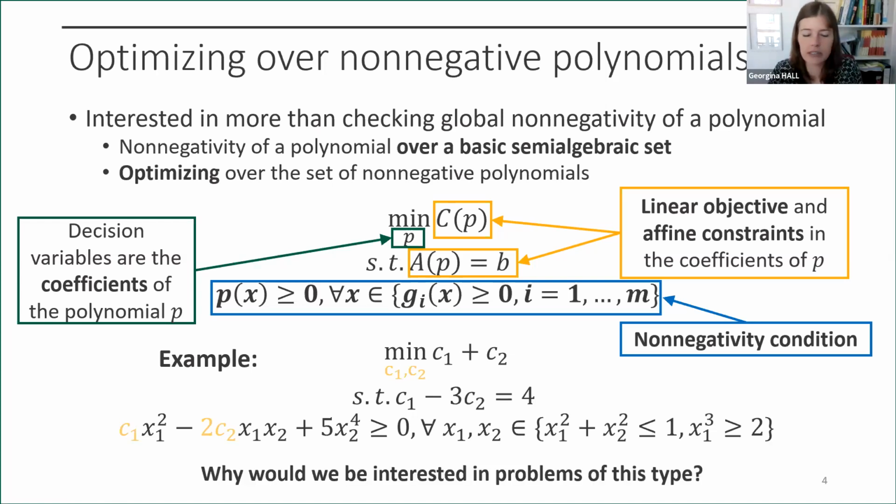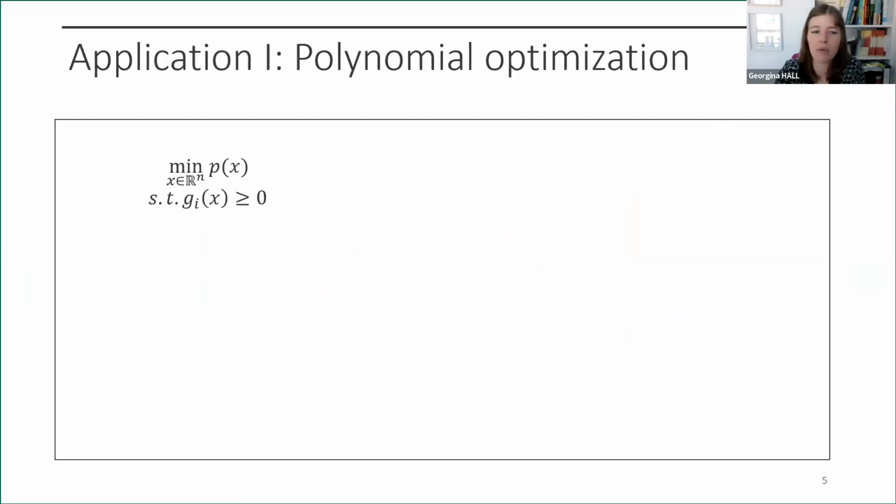A key question is, why would we be interested in problems of this type? Where do problems of this type arise? James has already given you a couple of examples, this one in particular. This first application is in polynomial optimization.